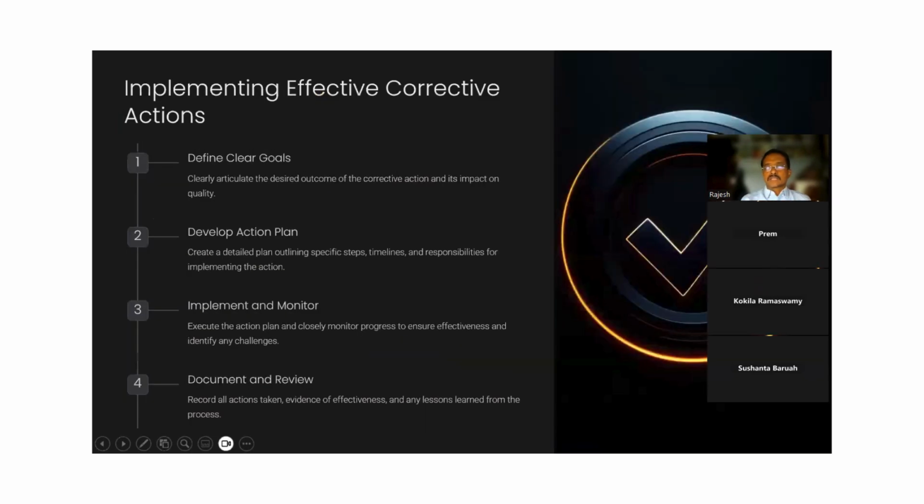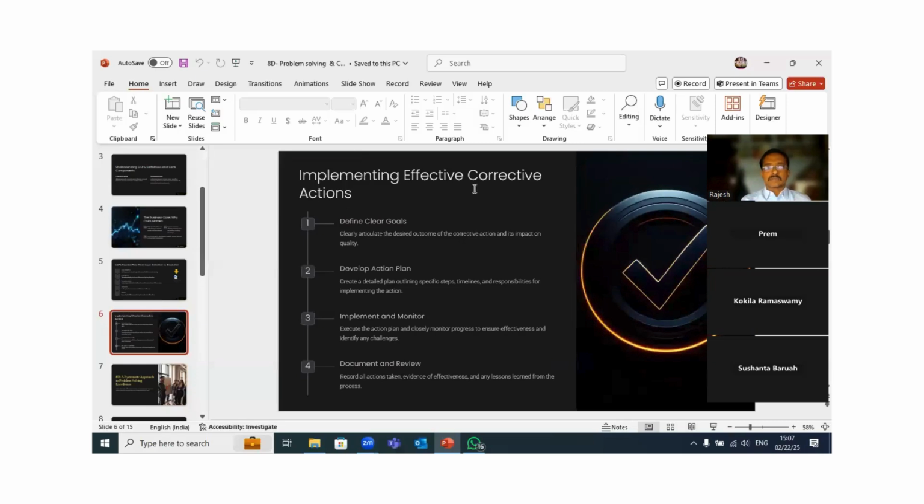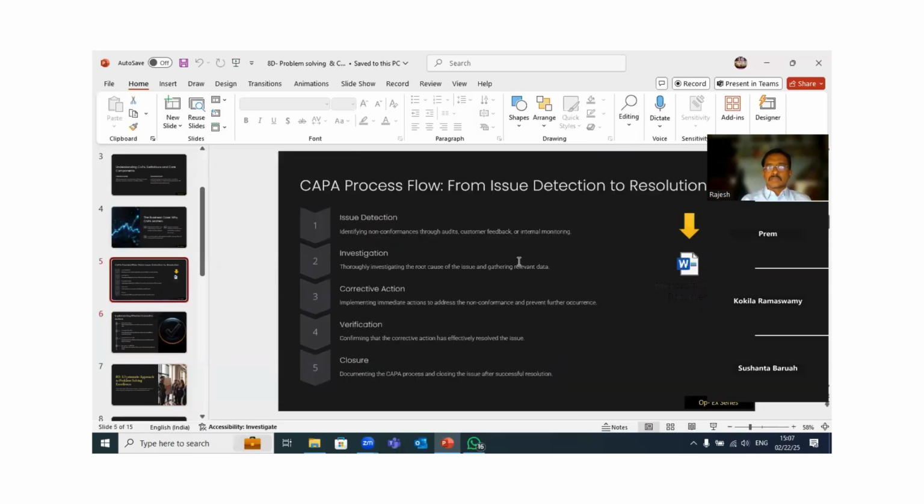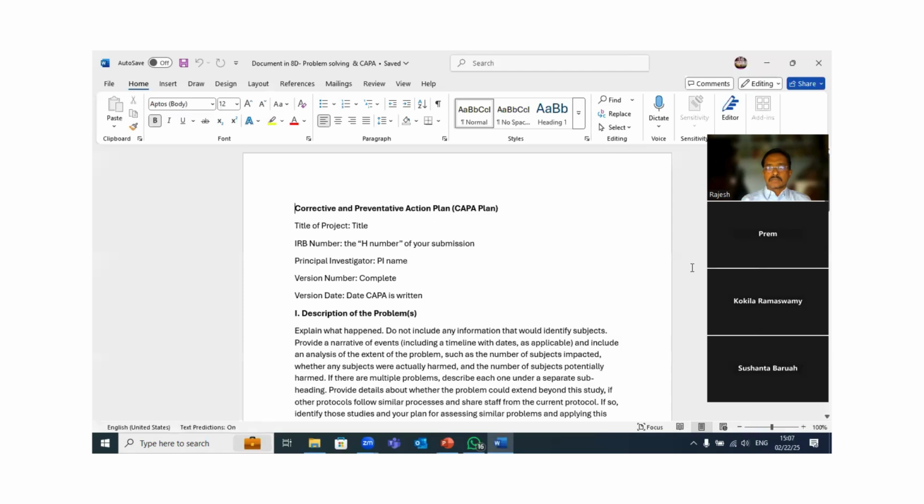For CAPA, there is a framework available. Let me open that Word file. Let me know if you are able to see my Word file, otherwise I'll share it again. Can you see the Word file? Yeah, we could see that. Okay, wonderful. It is attached in the PPT, so you can download it.